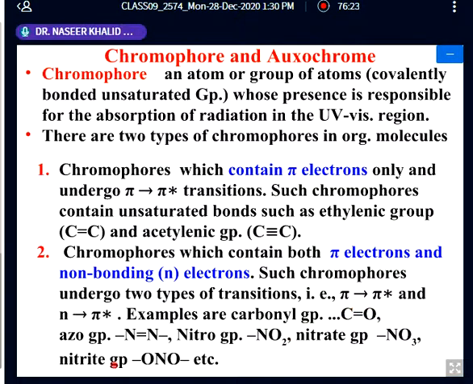Is also present. Similarly, as a group, for example, nitro group, NO2 group, nitrate group, NO3 group, nitrite group, NO2 group. So these are a few examples on this, that there are two types of chromophore. One contains pi electrons, the other contains pi as well as the non-bonding electrons.